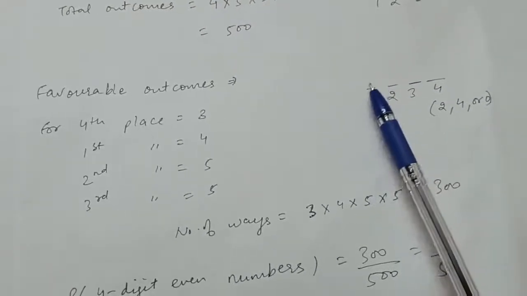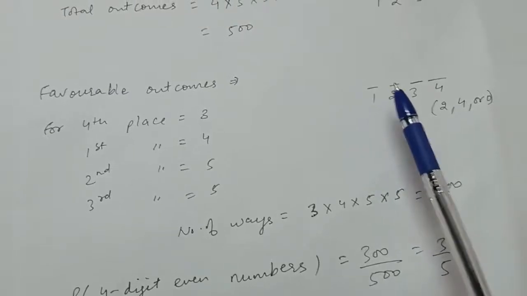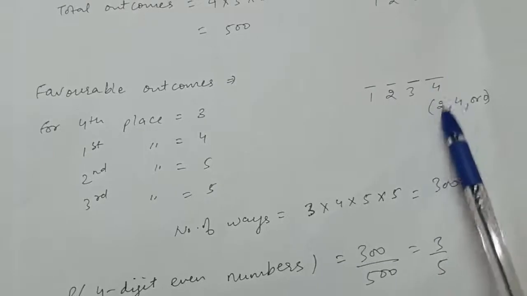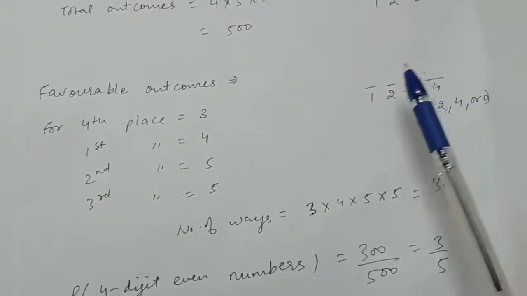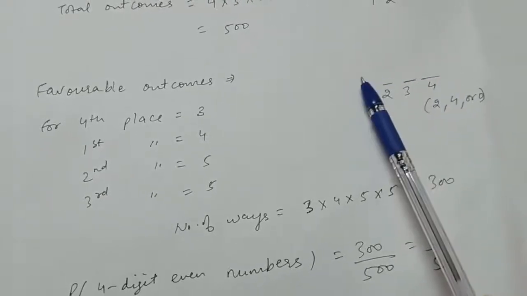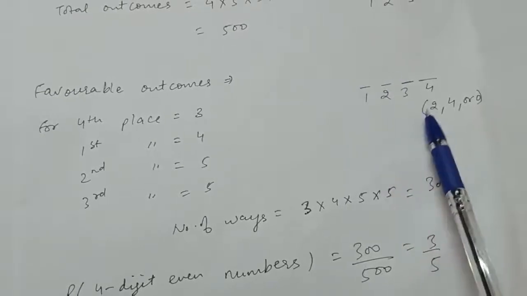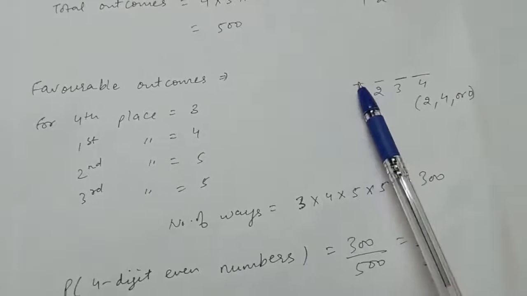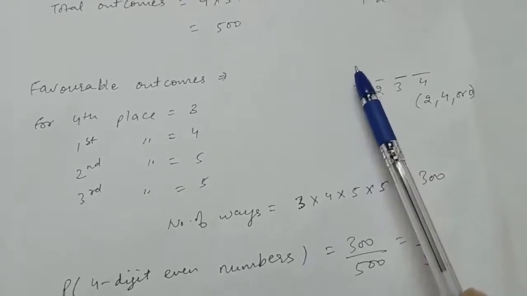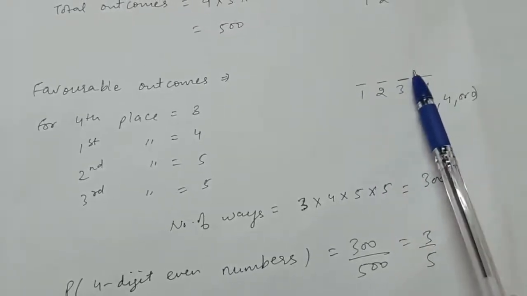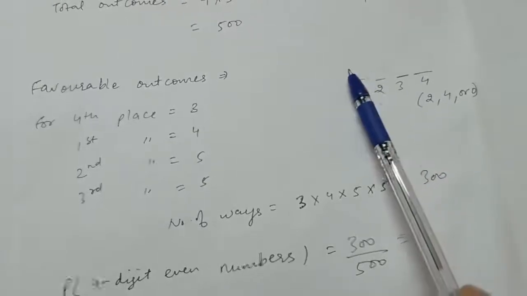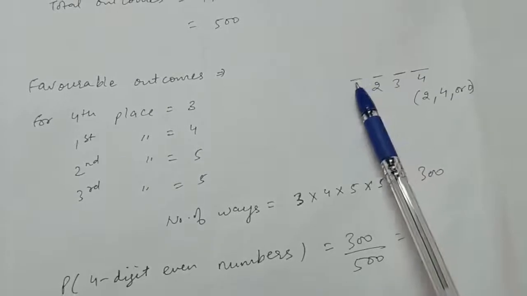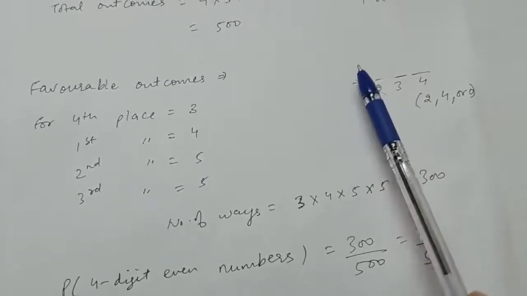Now in this case, when digits can repeat, for the fourth place either you fill it with 2 or with 4 or with 0, the first place will always have 4 options, because if I fill 2 here, any digit can come, because digits can repeat, any digit can come except 0. If you fill 4 here, then also for the first place 4 options. If you fill 0 here, then also for the first place all the 4 options, right?